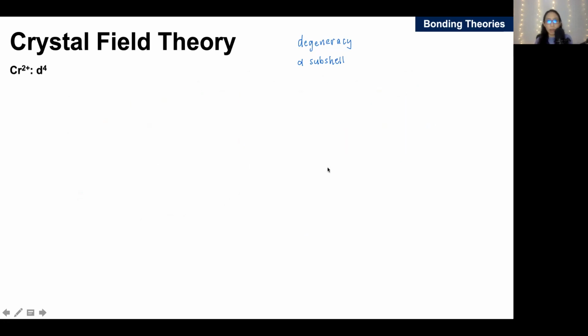So what am I talking about? Let's consider chromium with an oxidation state of +2. So it has a charge of +2, and that means there are 4 electrons in its d orbital. If you notice, its charge is +2, meaning it lost 2 electrons. These 2 electrons came from the 4s orbital. So you have 4 electrons in the 3d subshell of chromium.